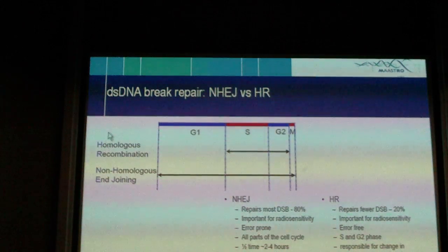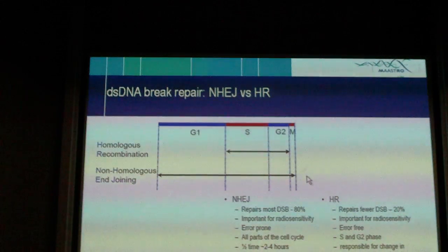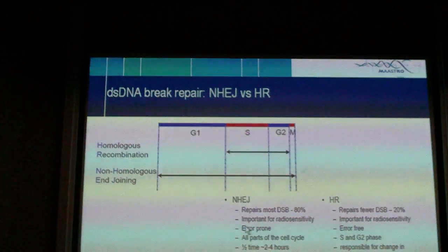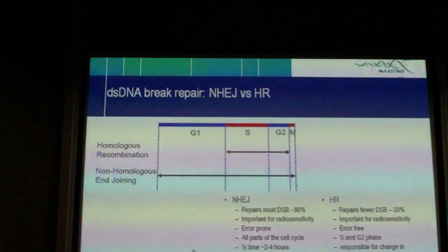If we compare both, we see that homologous recombination is mainly active in S-phase and G2-phase cells, while non-homologous end joining is effective throughout the whole cell cycle. Why is HR only effective in S and G2? Because you need your sister chromatid, and it's only in S and G2 that you have 2 chromatids. Non-homologous end joining repairs most of the double-strand breaks. It's important for radiosensitivity. It's error-prone, so you can introduce errors during repair. It's active throughout the cell cycle. The half-life is 2 to 4 hours, so within 4 hours, let's say half of your DNA damage is repaired. Defects are rare in cancer but occur, and it's mainly important for non-proliferating tissues.